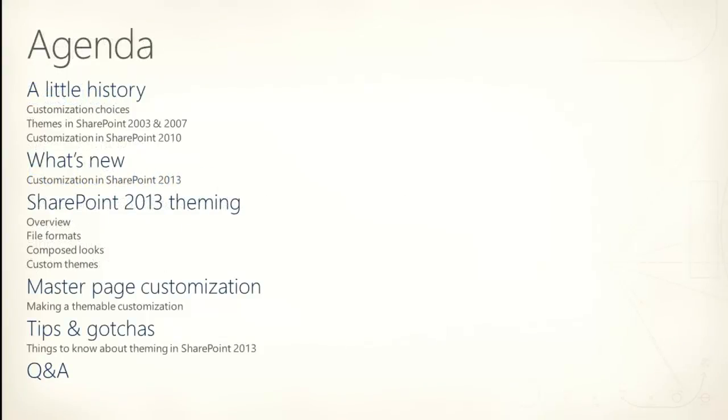So let's see what we're going to take a look at today. We'll start with a little history. Then we'll do a high-level overview of what's new in SharePoint 2013. Then we'll do a deep dive into the theming engine and see what happens under the hood. Next, we'll dive into some code and make a themable master page customization. We'll follow with some tips and gotchas, and then do some Q&A.